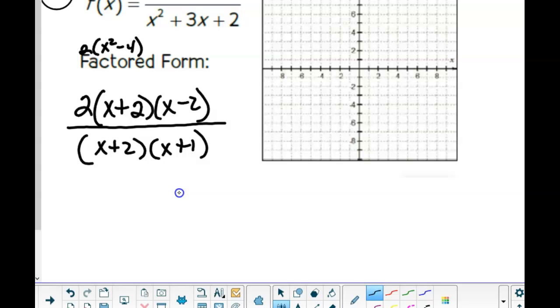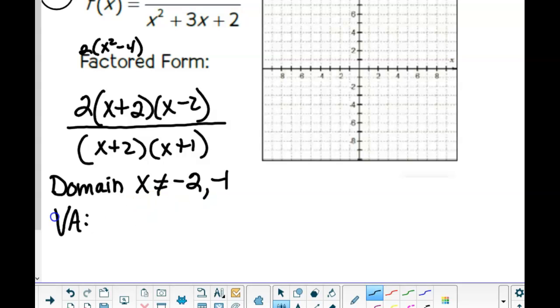Before you talk about the whole, because there's definitely a whole, what do we always have to write down first? The domain restrictions are that x cannot equal -1 and -2. Okay, is there a vertical asymptote at -2 though? No, because instead there's a hole. Okay, -2 is a hole. The vertical asymptote is at x equals -1. Everybody okay?